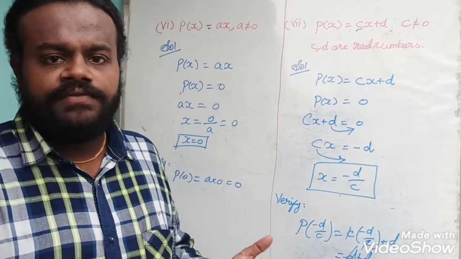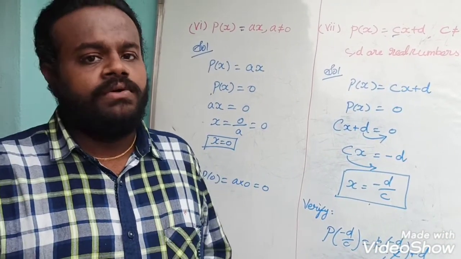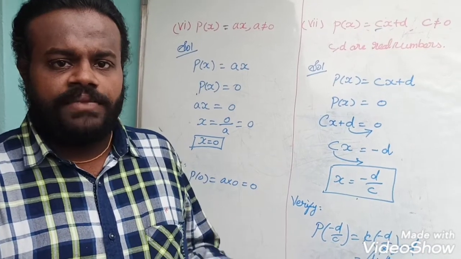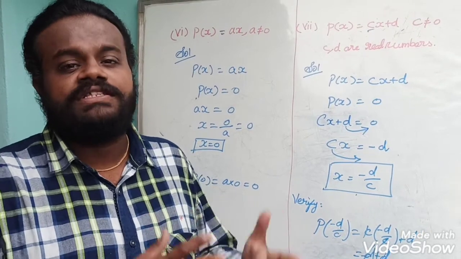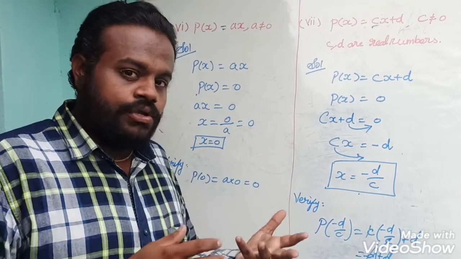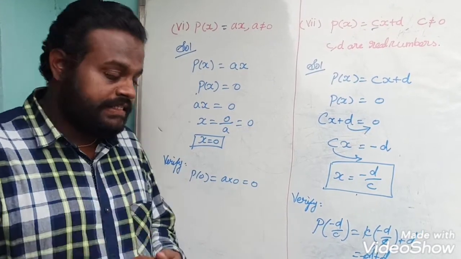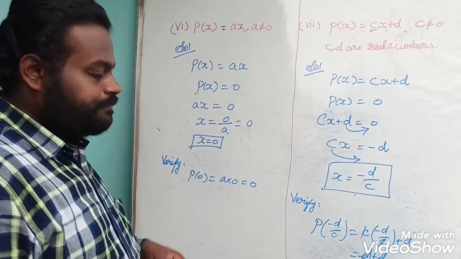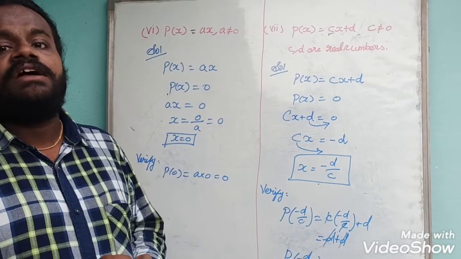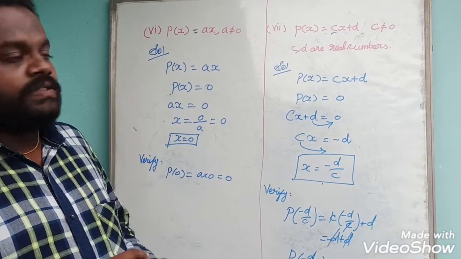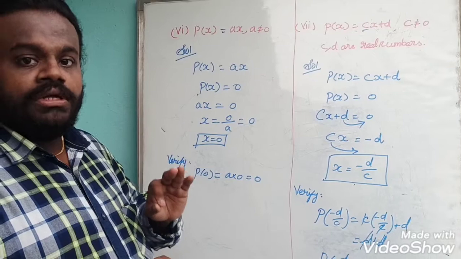In the next topic we have to see the remainder theorem, that is the division algorithm. What is the division algorithm? P of x equals g of x into q of x plus r of x. What are p of x, g of x, q of x and r of x? Q of x and r of x are nothing but the quotient and remainder. P of x we say is the dividend and g of x is the divisor. So next we move on to the remainder theorem.